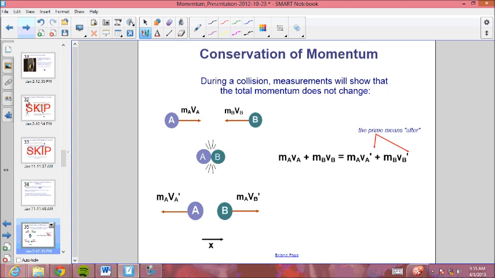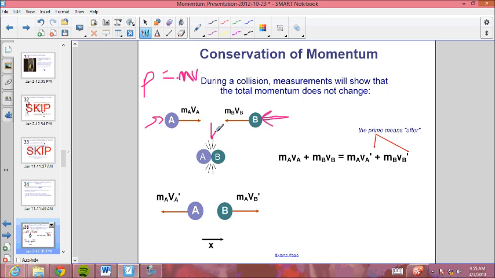So, during a collision, measurements will show that the total momentum does not change. If you look, we have object A, and it's going to object B. As we know, momentum equals mass times velocity. So now they just labeled mass and velocity of A and mass and velocity of B. They go into each other, which is shown here, and then they come back out from each other. So if you think about two balls, they hit, they bounce back out.